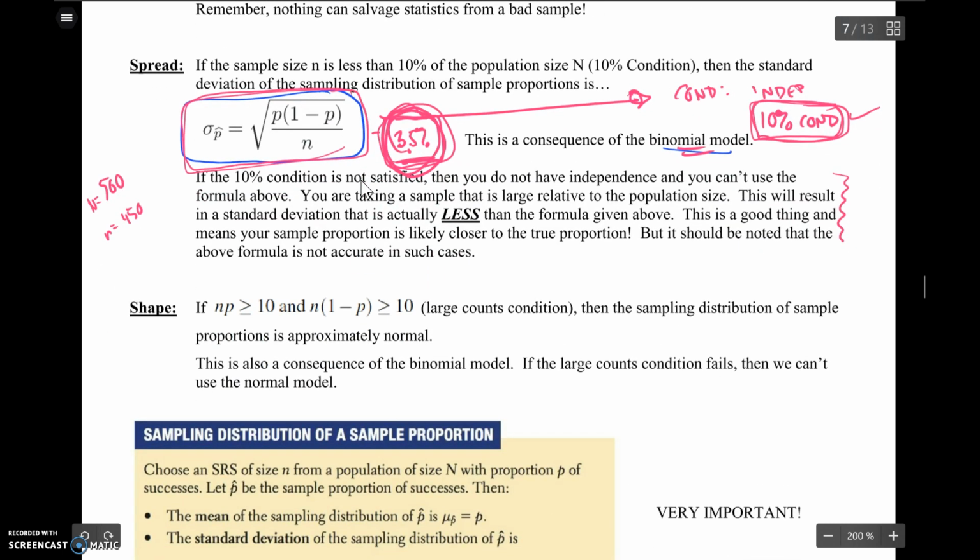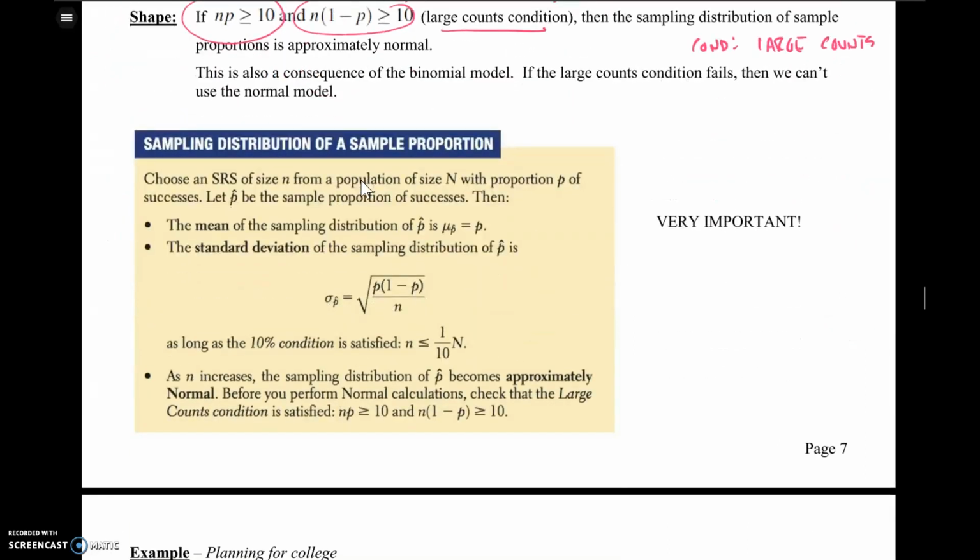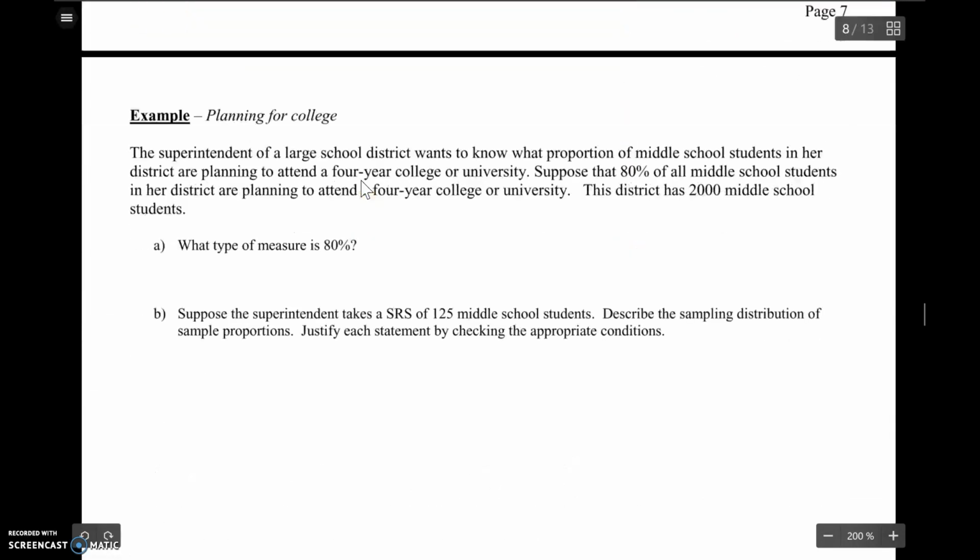Shape. The shape is approximately normal as long as the large counts condition passes. Each of these aspects of the distribution has a condition that goes with it. n times p greater than or equal to 10 and n times q greater than or equal to 10, just like with the binomial distribution when we used a normal to approximate it. This is just a summary, so we don't have to go over it again.